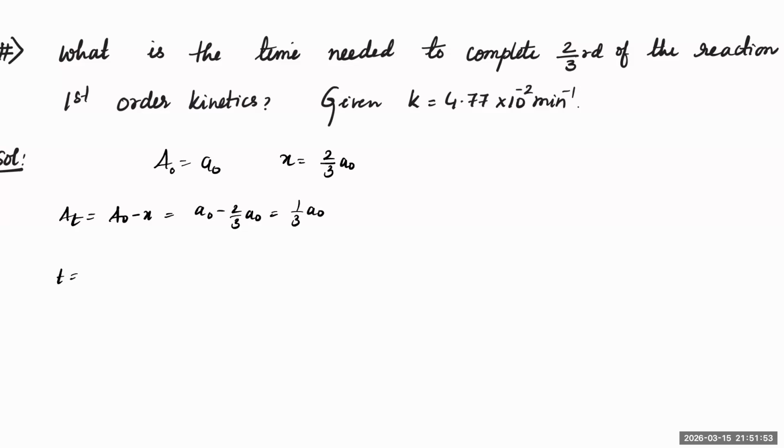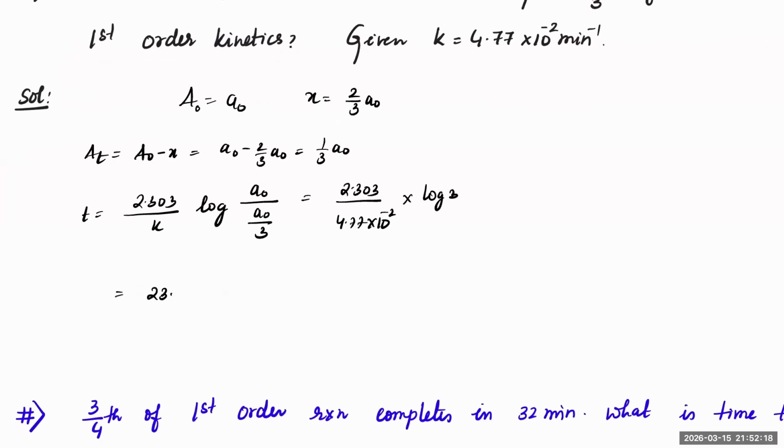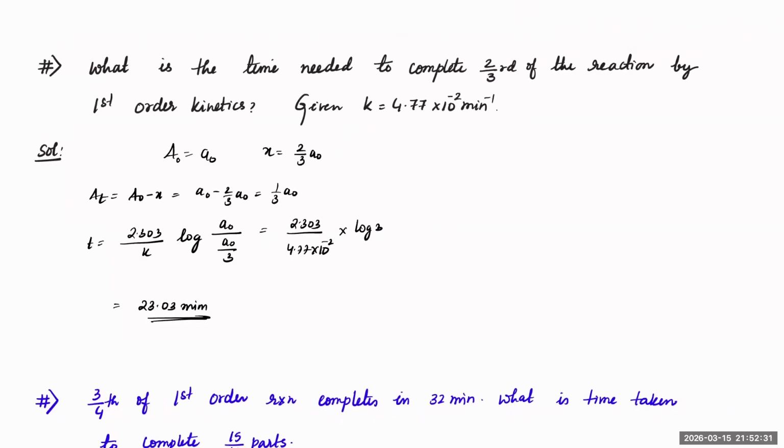Hence, T will be equal to 2.303 by K log of A naught upon A naught by 3. That makes it 2.303 by K, K value is 4.77 into 10 raised to minus 2, into log of 3. This is what you need to get. And solving these values, you're getting this as 23.03 minutes, because that log 3 value is 0.477 only. So that will get cancelled with here and 10 will come above. Got it? Simple calculation here.